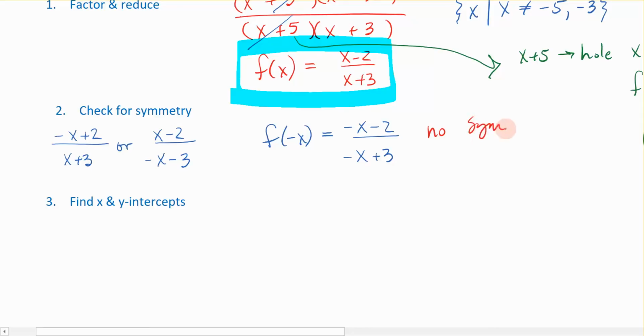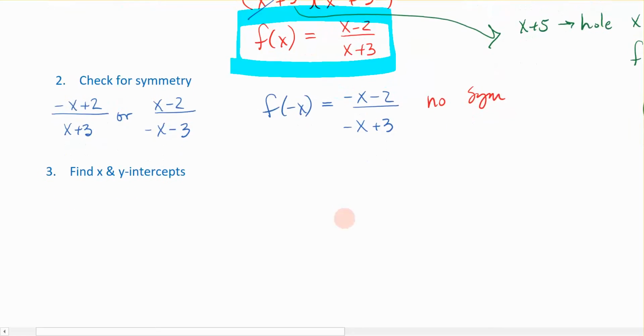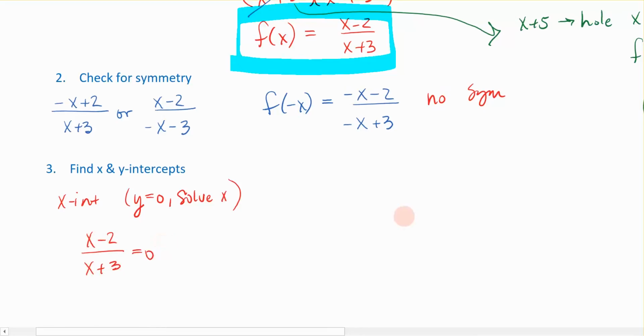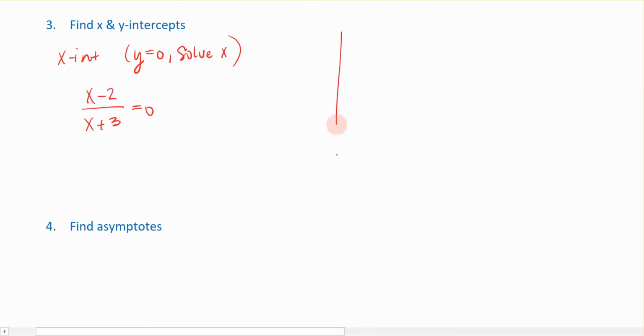Okay, and that's all that told us. Now let's talk about the x and the y intercepts using, again, this reduced fraction. When I find the x-intercepts, that's where I set the function equal to 0 and solve for x. So we're going to take x minus 2 over x plus 3, set it equal to 0, and solve.